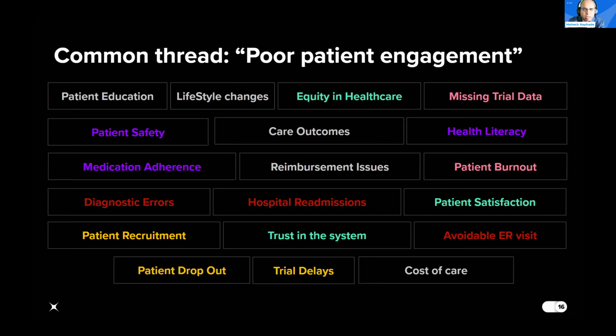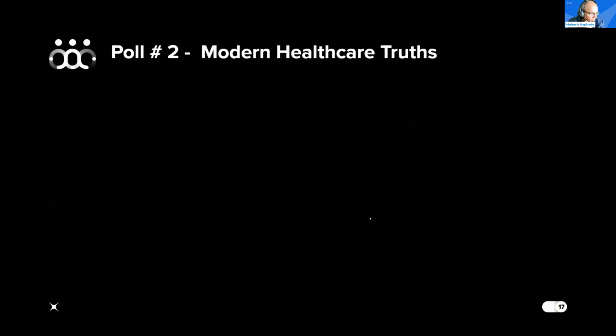So now let's understand the magnitude in terms of how much difference it makes. I call these modern healthcare truths. Let's do another quick poll to see how many of you find these facts shocking. I'll give you 30 seconds, maybe a minute, because these are a bit more wordy. Would love to get your feedback. There's no right or wrong answer here, obviously.